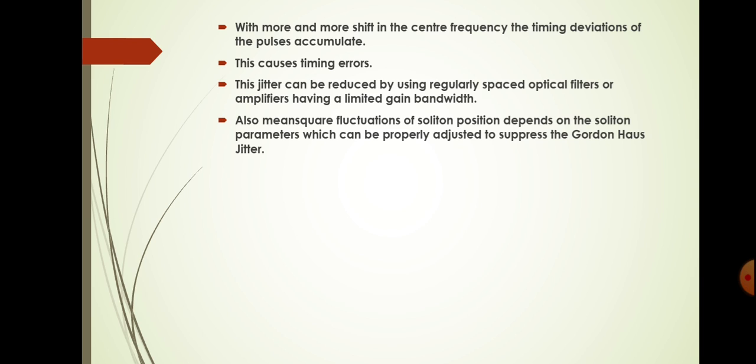This type of jitter, the GH jitter, can be suppressed by using regularly spaced optical filters or amplifiers having a limited gain bandwidth. Usually the mean square fluctuations of the soliton positions depend upon the soliton parameters that include the half width, full maximum power, and also the soliton spacing, etc. So we can minimize this effect by properly adjusting these soliton parameters, so that we can suppress the Gordon-Hess jitter.